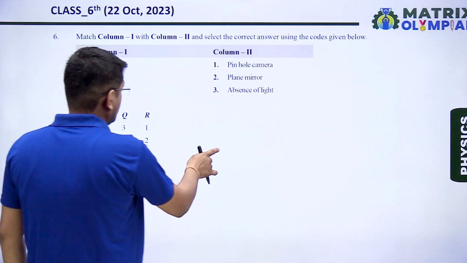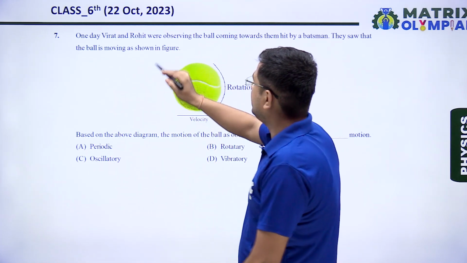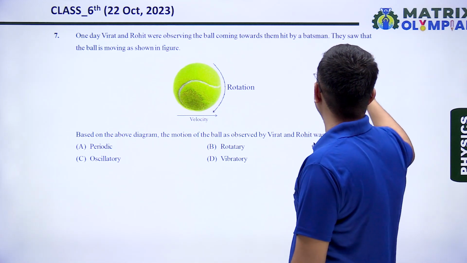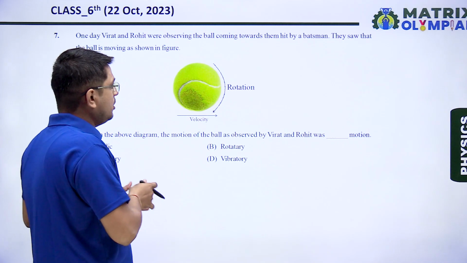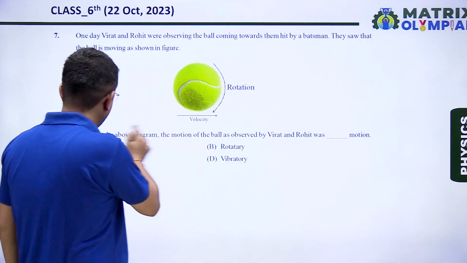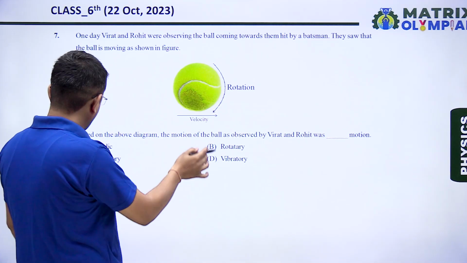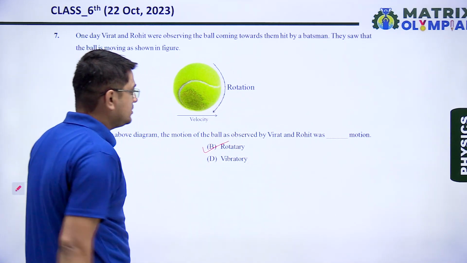Next question number 7. So here a figure is given. One day Virat and Rohit were observing the ball coming towards them, hit by a batsman. They saw that the ball is moving as shown in figure. We can see here the ball is moving straight and also having a rotational motion. So out of these 4 options, directly we can see the motion here. The correct answer is option B, that is rotatory.